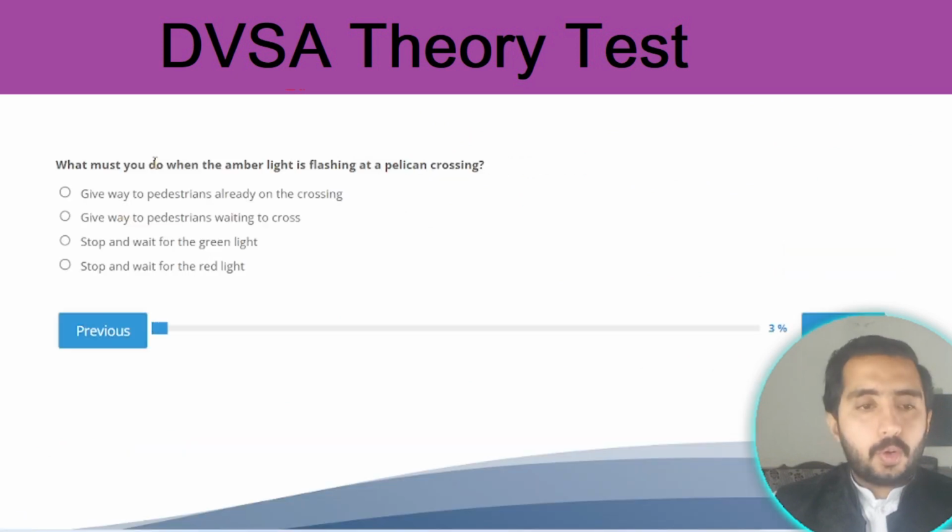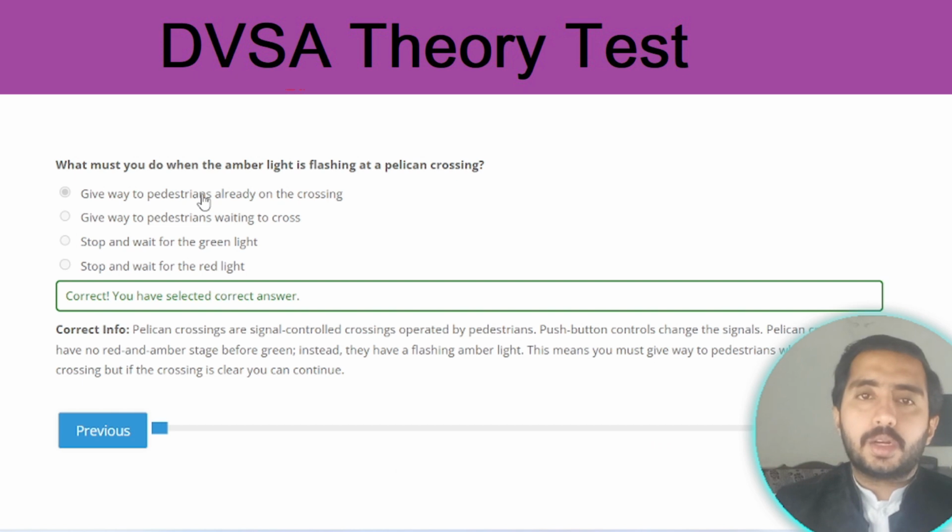Our first question of this attitude car theory test is, what must you do when the amber light is flashing at a pelican crossing? The correct option is give way to pedestrians already on a crossing. Pedestrians are the ones we need to give priority to in any case. So option A is the correct option.